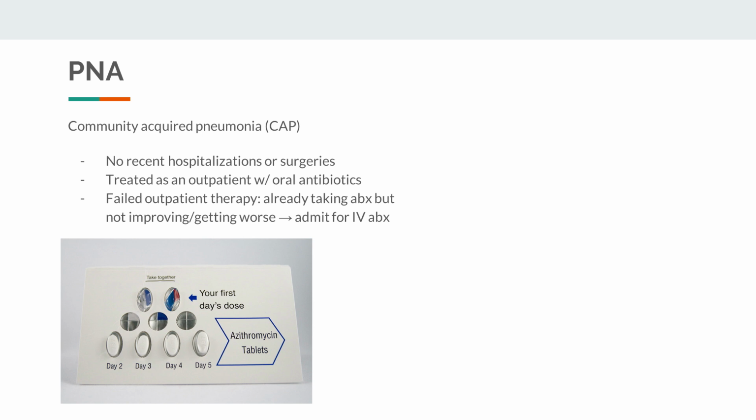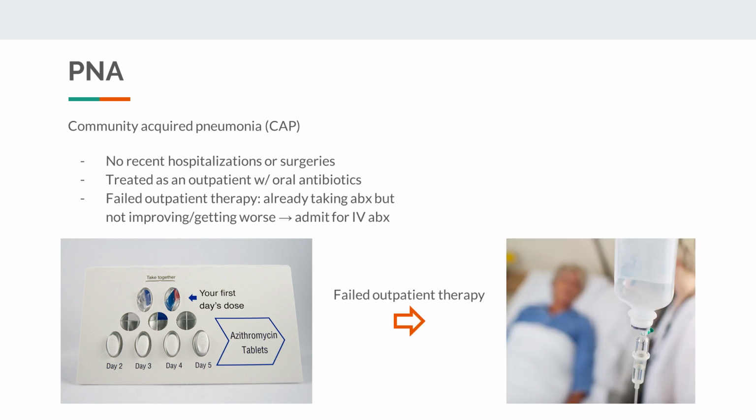Community-acquired pneumonia is typically treated as an outpatient with oral antibiotics, but sometimes patients don't get better and return to the ED with continuing or worsening symptoms. In these cases, a repeat X-ray will be obtained and compared to a prior one to see if the pneumonia has worsened. If the patient is not improving, they will have what's called failed outpatient therapy and will be admitted for IV antibiotics. This is why it's important to document recent hospitalizations and the patient's outpatient antibiotics course when applicable.